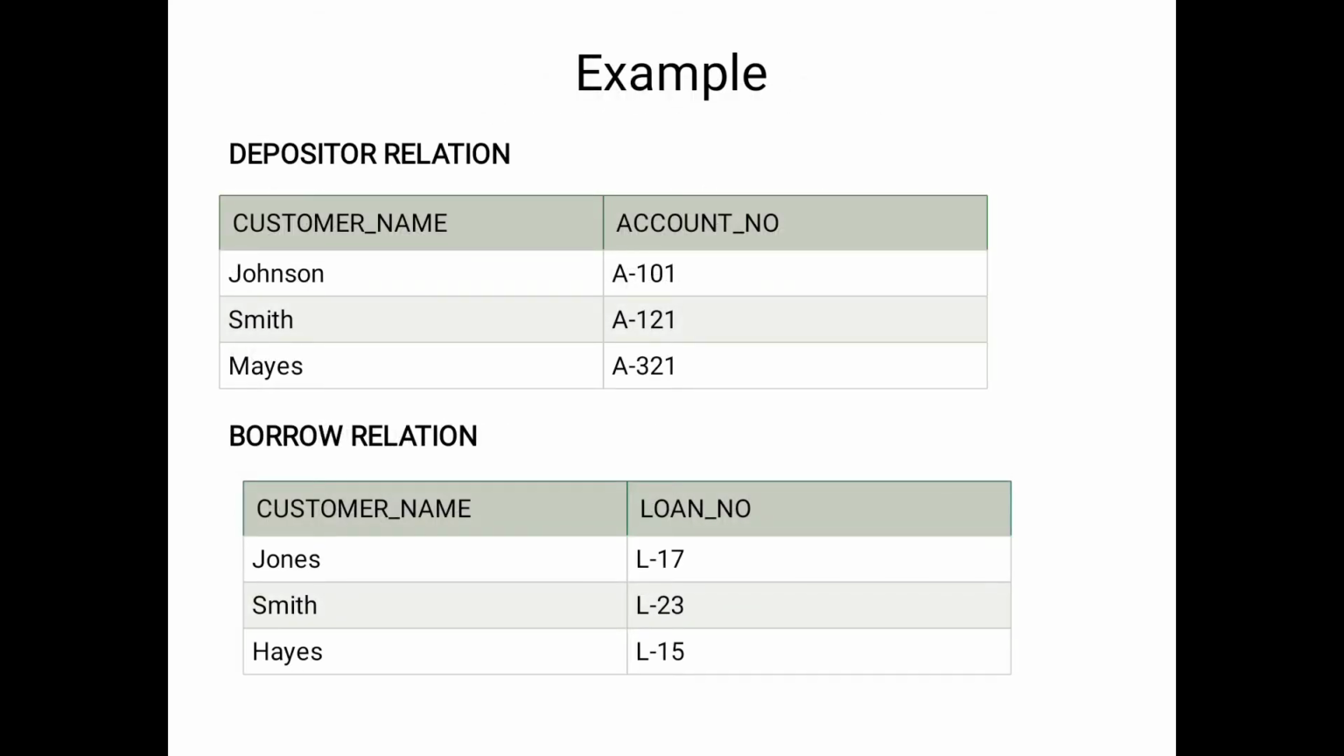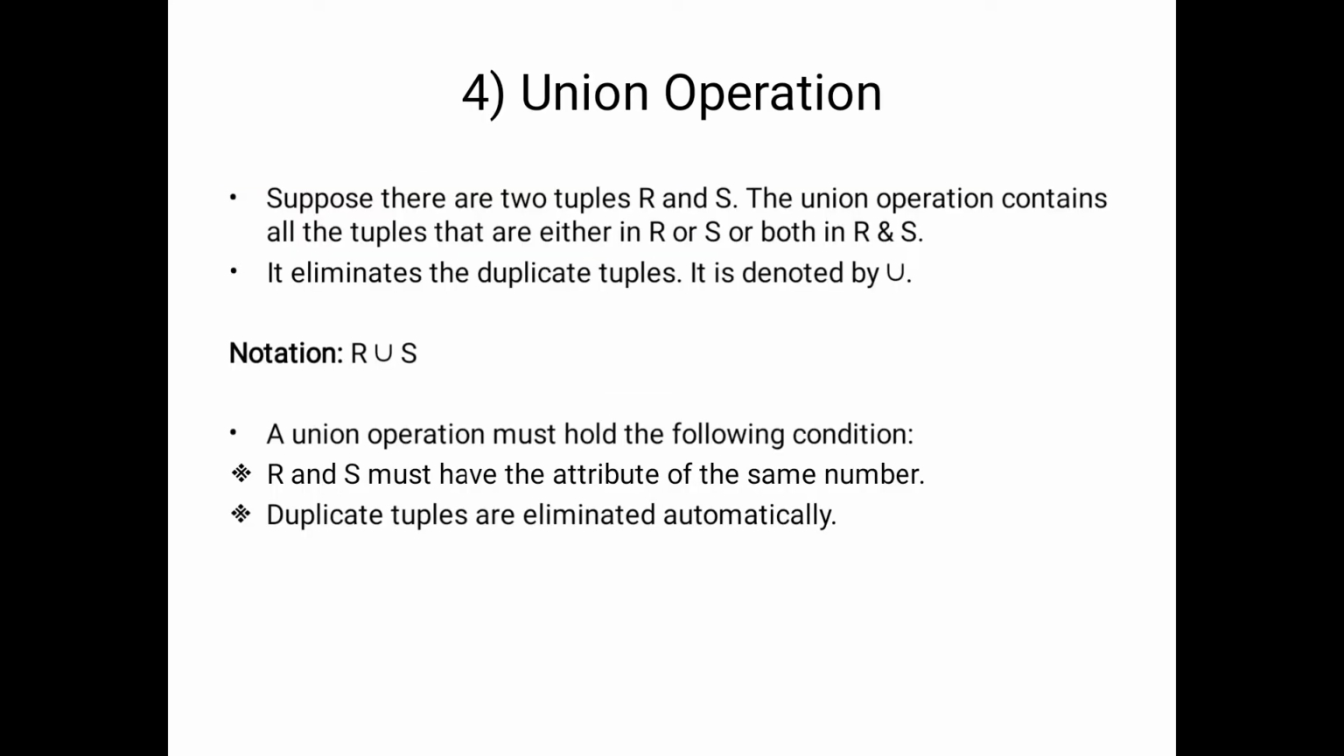Here we will consider two tables. One table is named depositor and the other is named borrow. This example is related to bank operations. In the depositor table we have two fields, customer name and account number. In the borrow table we have two fields, customer name and loan number. Here please observe the condition that R and S must have the same number of attributes.